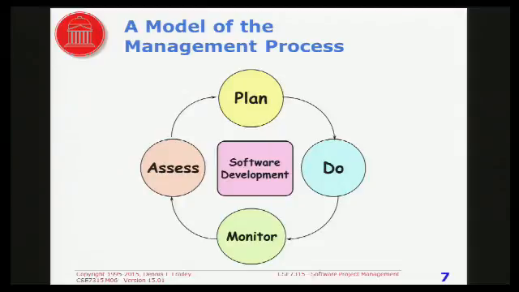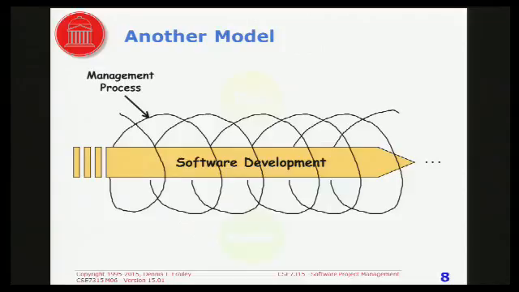So imagine we turn it 90 degrees, and there's your software development, and the management activity is that spiral going around the outside. And the software development is proceeding, and management is doing all those things on the outer circle over and over and over again to try to keep things in line. That's another way of looking at what management is doing on a software project.